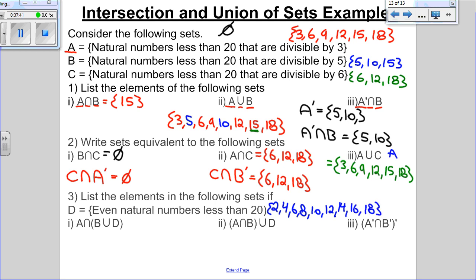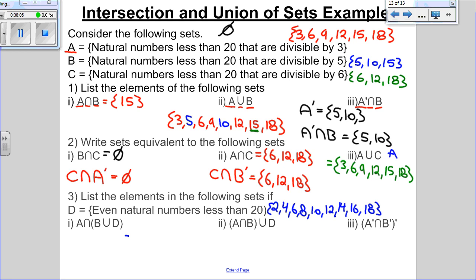So you need to know how to do these things in what order, because that's going to make a difference. You're going to follow the same thing you've always been following in math, which is BEDMAS. So you're going to do anything inside the brackets first. I'm going to try to figure out what things are in B or D, and I'm going to write that list out.